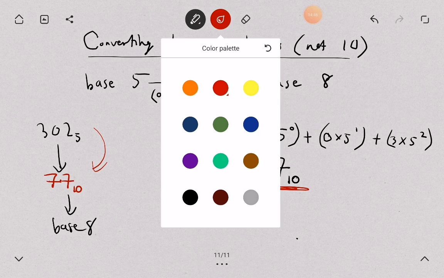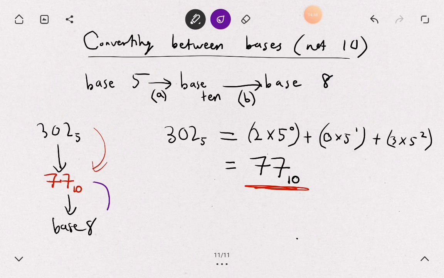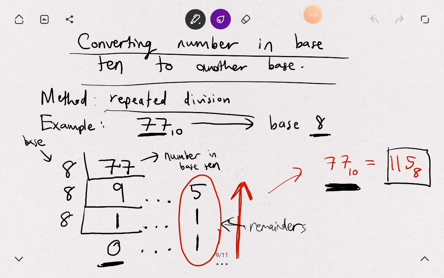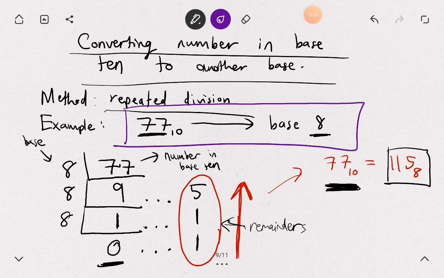So now the second step: 77 from base 10 to base 8. I can repeat this step, but actually we have already done it here. We did 77 in base 10 to base 8, and we got 115 in base 8. I don't have to repeat this method, it's already here. So just look at it.